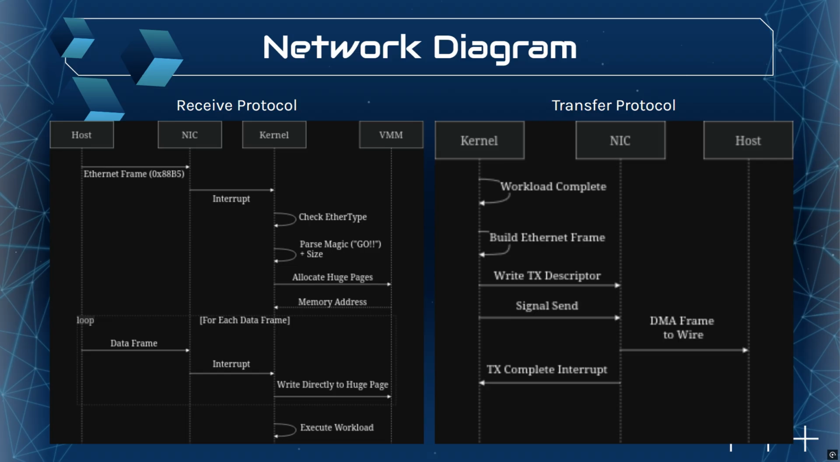Thanks, Lucas. So once the driver is live, there is a receive flow on the left. The host sends the first Ethernet frame carrying our custom EtherType 0x88B5. We used a reserved experimental EtherType so that there's no other traffic on the network that accidentally gets interpreted as a workload. The NIC fires a hardware interrupt. The kernel checks the EtherType and then parses out our magic number and the payload size of the frame payload. Our magic number in this case is "GO!", all caps, exclamation point, and then we get the payload size. Those 2 pieces of information together are the handshake.